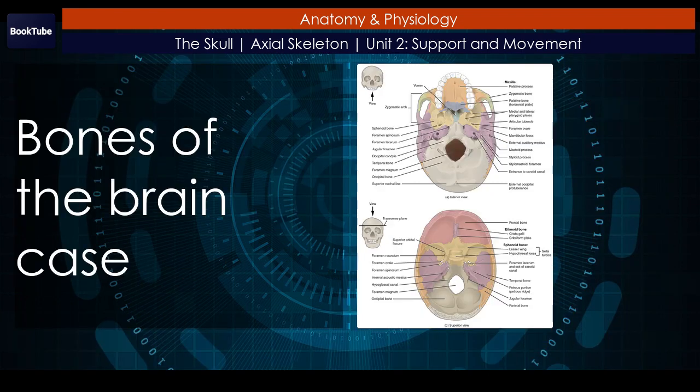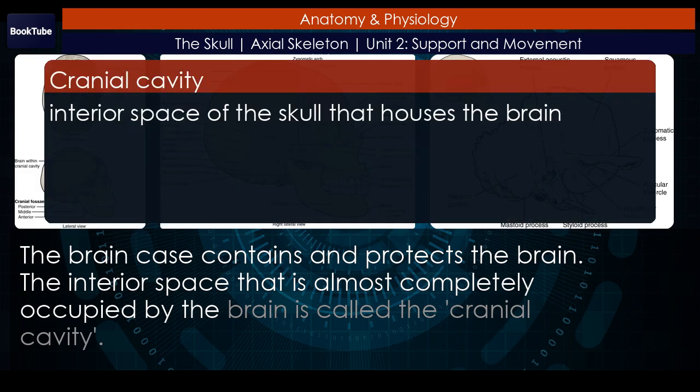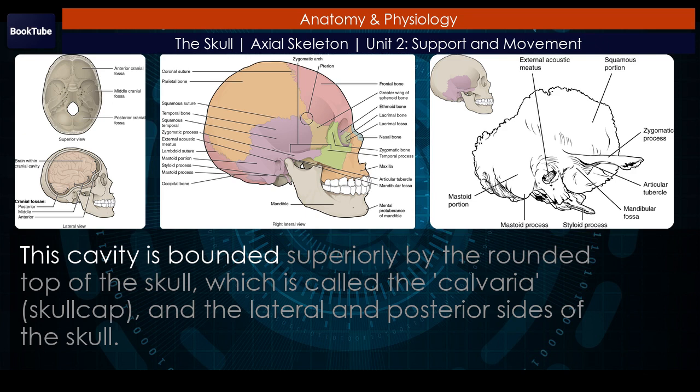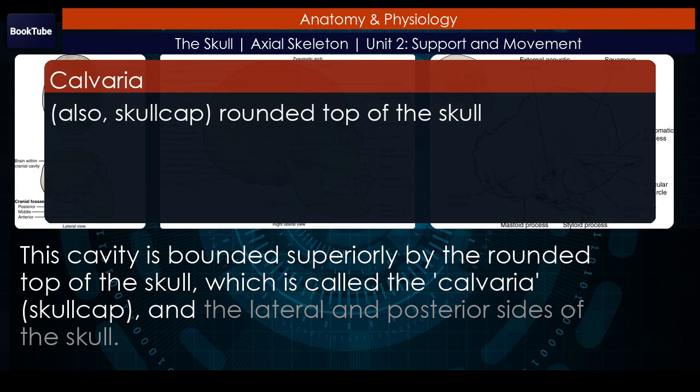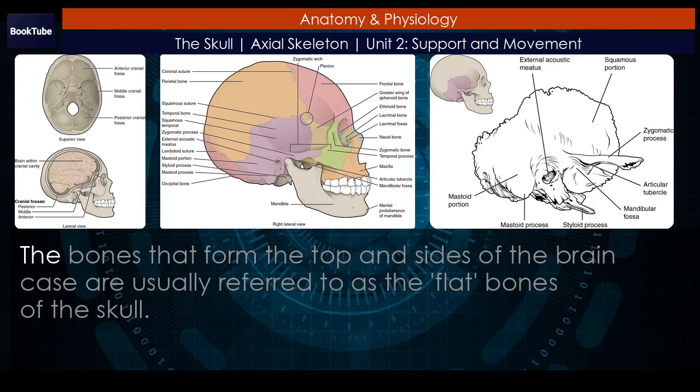Bones of the braincase. The braincase contains and protects the brain. The interior space that is almost completely occupied by the brain is called the cranial cavity. This cavity is bounded superiorly by the rounded top of the skull, which is called the calvaria, or skullcap, and the lateral and posterior sides of the skull. The bones that form the top and sides of the braincase are usually referred to as the flat bones of the skull.